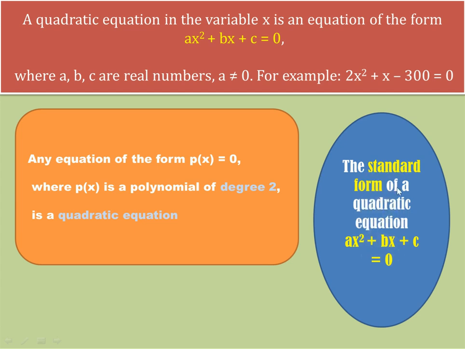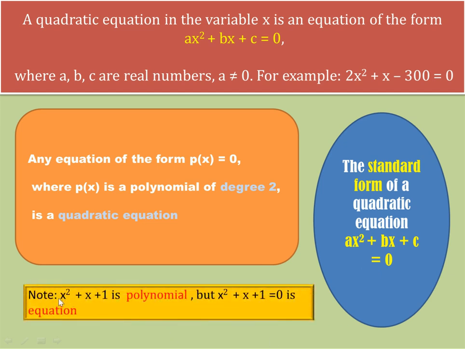Then what is the standard form of the quadratic equation? The standard form of the quadratic equation is ax square plus bx plus c is equal to 0. Okay, it's very important point. Note down here, x square plus x plus 1 is the polynomial, but x square plus x plus 1 is equal to 0 is a equation. Okay, here see the difference. Here equal to 0 is not there, so we say that it's an algebraic expression or polynomial. Here equal to 0 or equal symbol is there, so we say that it's a equation. It's very important condition.